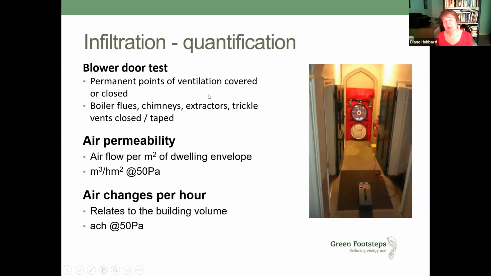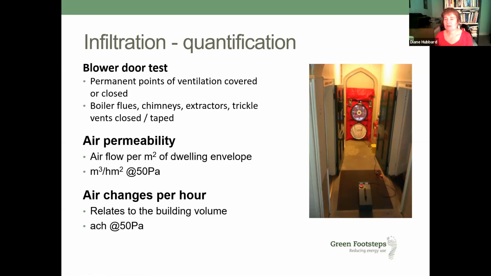If we think a bit more now about how we quantify infiltration. So just to recap, infiltration is what is happening under normal circumstances, and air tightness is trying to quantify that infiltration. So I've already touched on the fact that we use a blower door test, and the whole point of the blower door test is to measure what the fabric itself is actually like. So when a blower door test takes place on a building, deliberate points of ventilation are covered over. So they're in effect excluded from the test. Now you can argue, well, is that really the right thing to do? Because we're not getting a complete picture there.